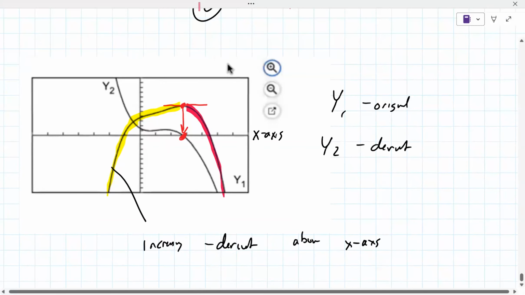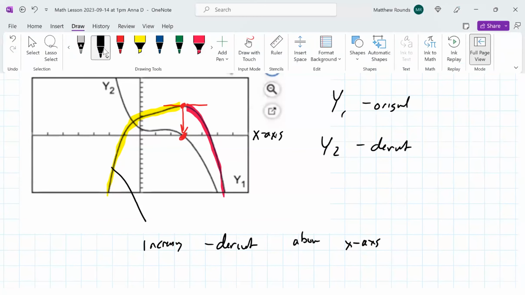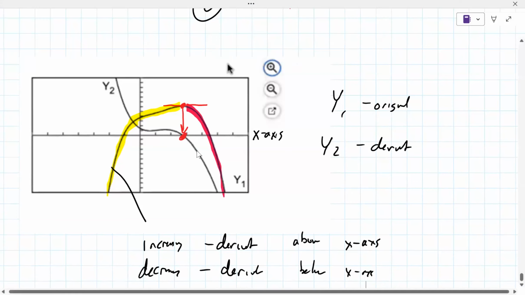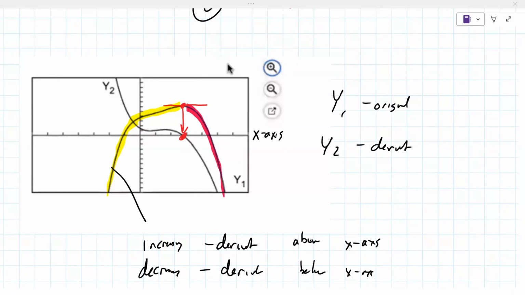Now in this next part, over here to the right, it's decreasing. Decreasing means that the derivative is below the x-axis. So is y2 below the x-axis? Yes. So y1 is the original, y2 is the derivative.